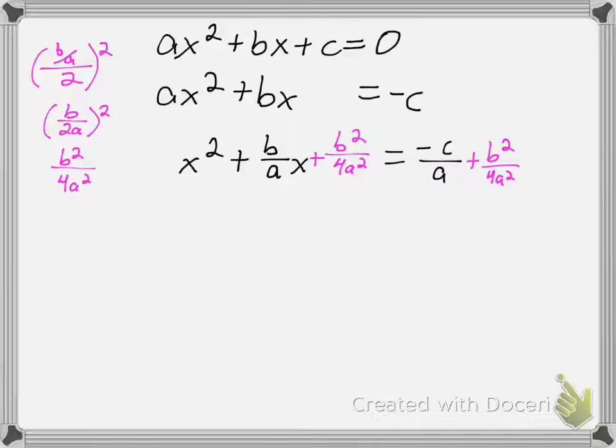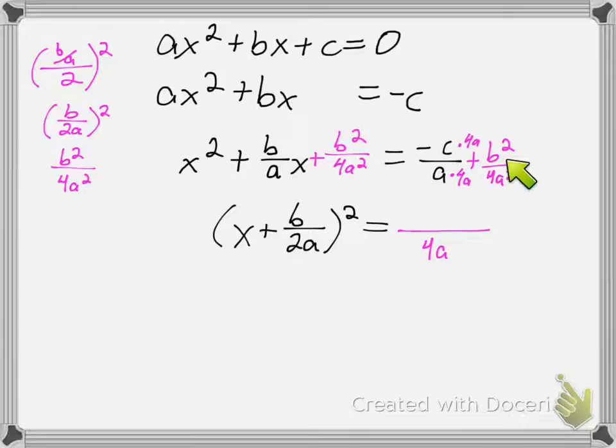Now I'll go ahead and factor that left side. It will be x plus b over 2a squared equals, and on the right hand side, I'm going to multiply by 4a on top and bottom so that I can combine my fractions. So it will now be over 4a, and it will be b squared minus 4ac. Some of you might remember that from the quadratic formula.